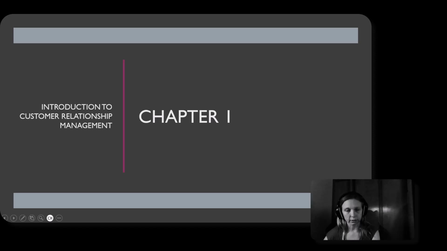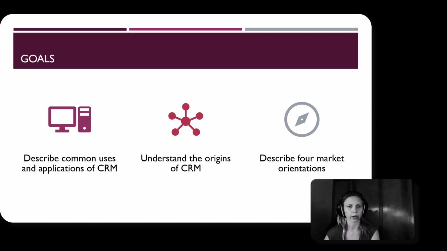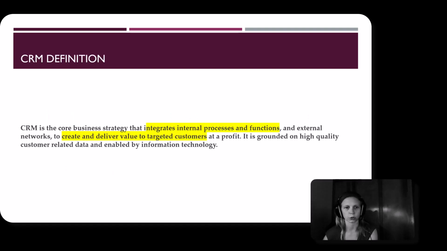In Chapter 1, we got the real basics of customer relationship management. We learned how to describe common uses and applications of CRM, understand the origins of CRM, and describe four market orientations. And we were also introduced to the definition. CRM is the core business strategy that integrates internal processes and functions and external networks to create and deliver value to targeted customers at a profit. It is grounded on high quality customer related data and enabled by information technology.